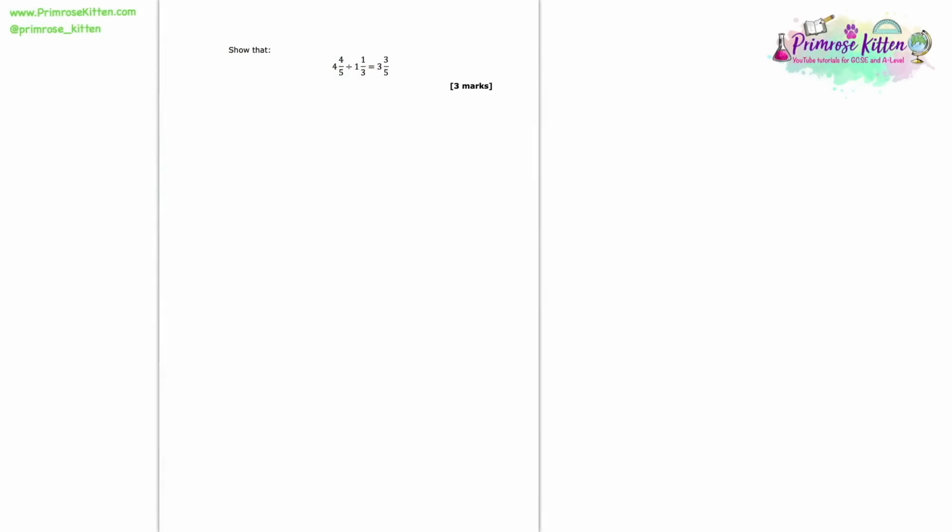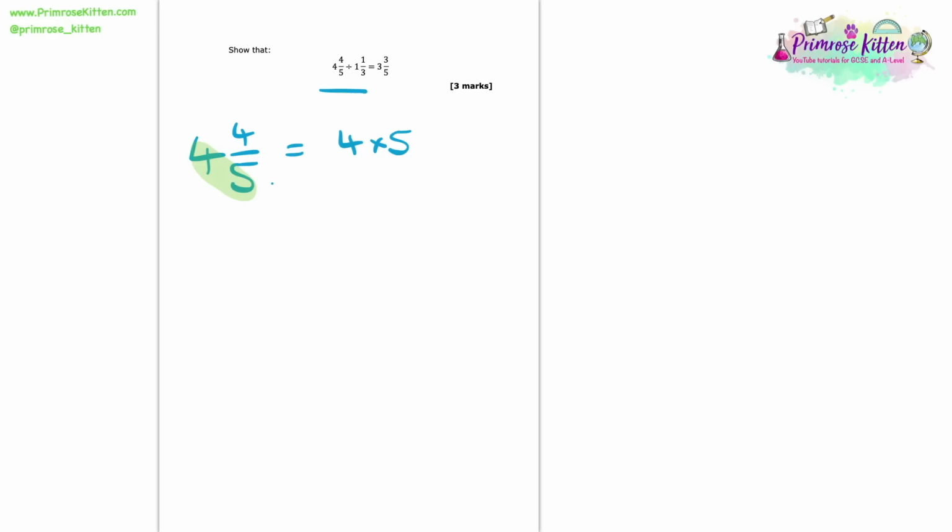Here we're asked to show that 4 and 4/5 divided by 1 and 1/3 is equal to 3 and 3/5. Now this is to show that because obviously this is a calculator paper, but they want to see your method. So the first thing, let's change these fractions into top-heavy fractions.